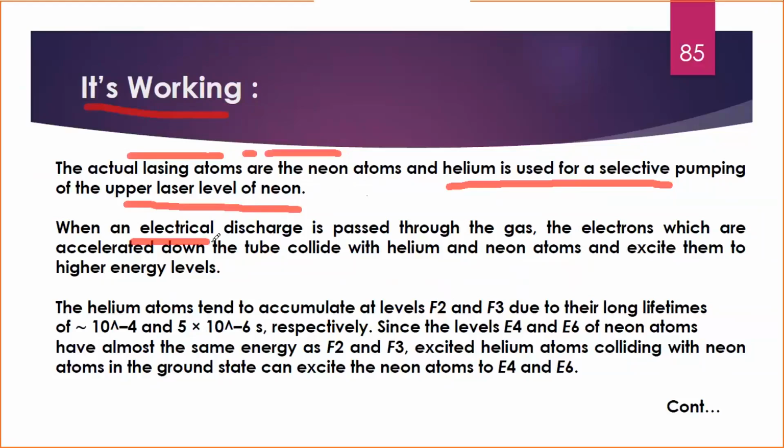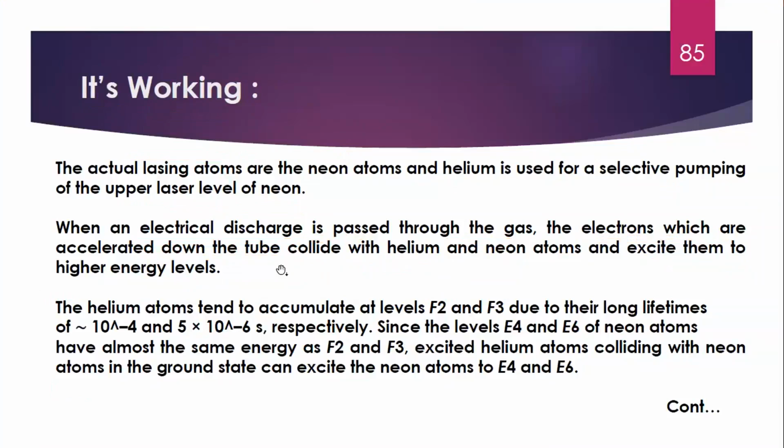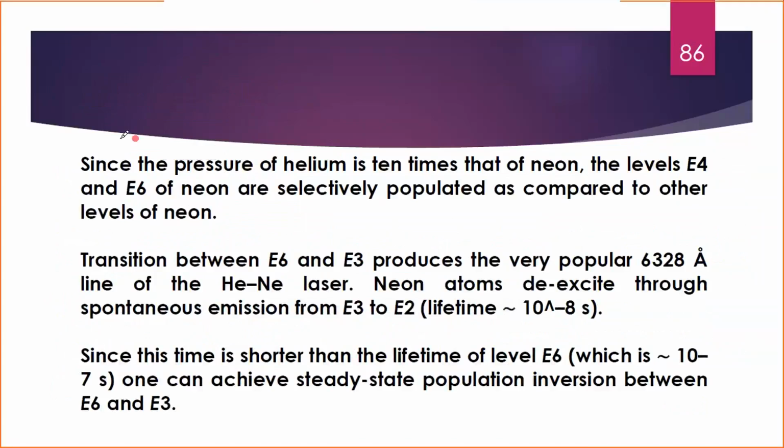When you pass the electric discharge through the gas, the electrons accelerated down the tube collide with the helium, because helium is in larger quantity compared to the neon atoms. They excite the helium to higher energy levels whenever you supply the electric discharge. Here they have given data such as energy levels and lifetimes, which we'll discuss with the energy level diagram. The collision process happens between the excited helium atoms and the neon ground level atoms, and by this collision the energy is transferred to the neon's energy level.